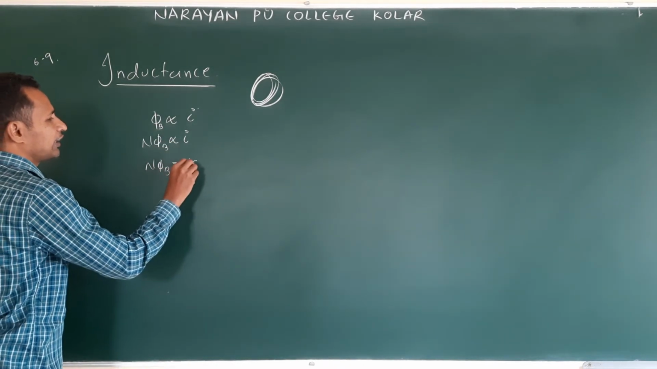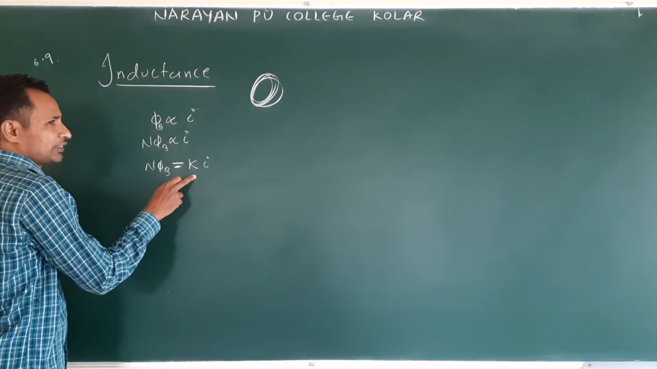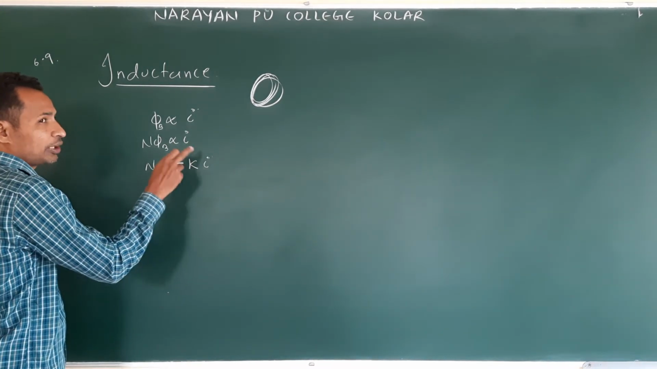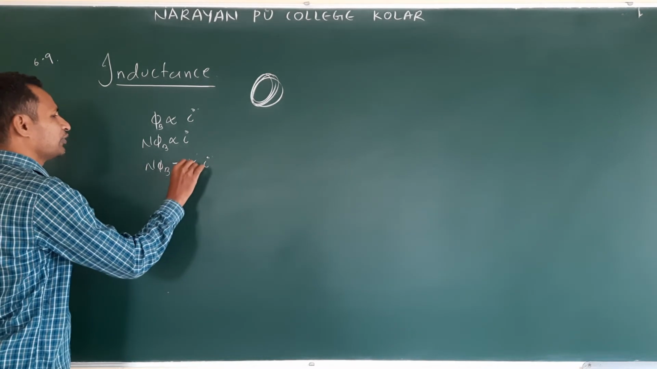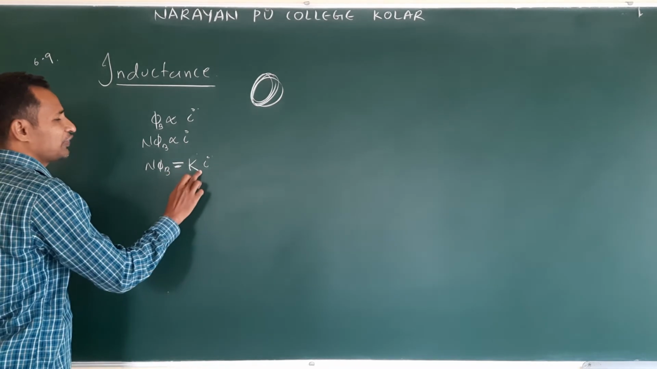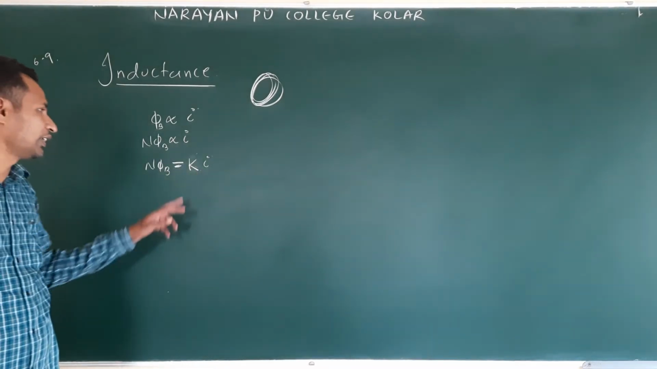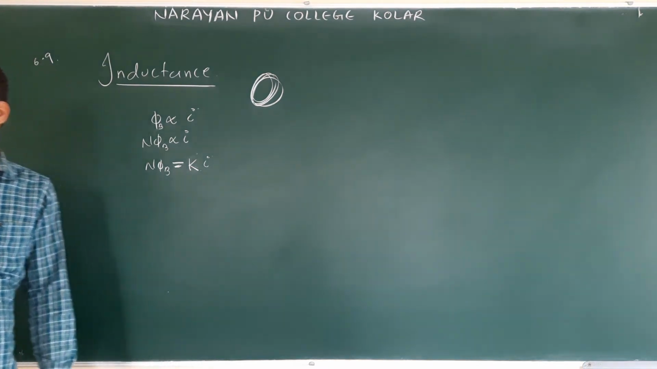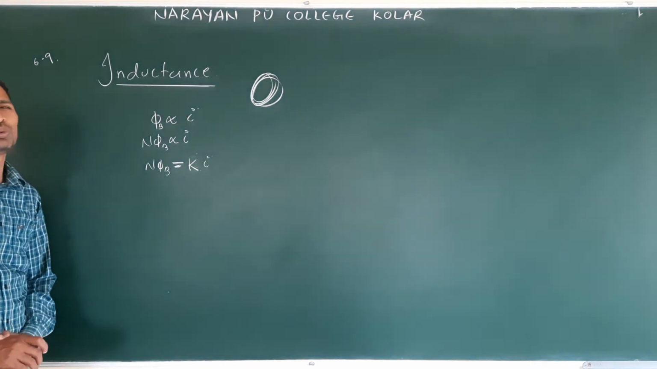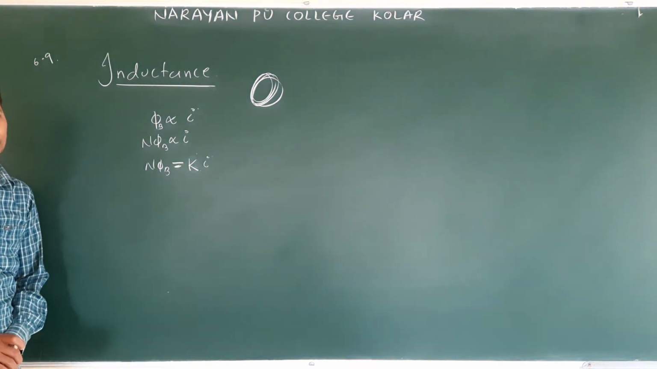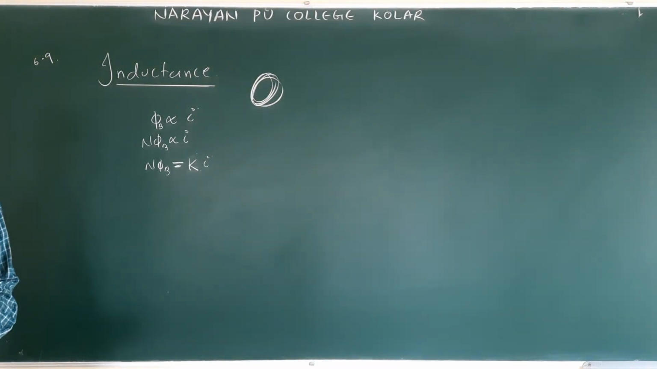I am taking K, and you will come to know why I took K. This K we call inductance. K is called inductance. There are two types of inductance, based on the coils. One is self-inductance, the second one is mutual inductance.